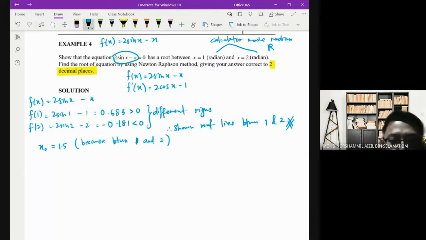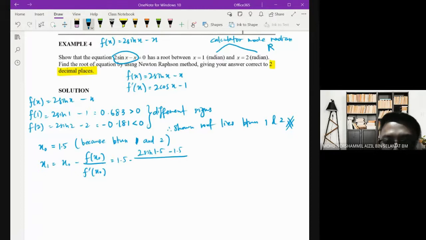So we choose 1.5. Therefore x1, the formula will be x naught minus f over derivative. So means that the formula will be 1.5 minus 2 sin 1.5 minus 1.5 over 2 cos 1.5 minus 1. Calculate this one guys. What do you get next? Calculate dapat apa?